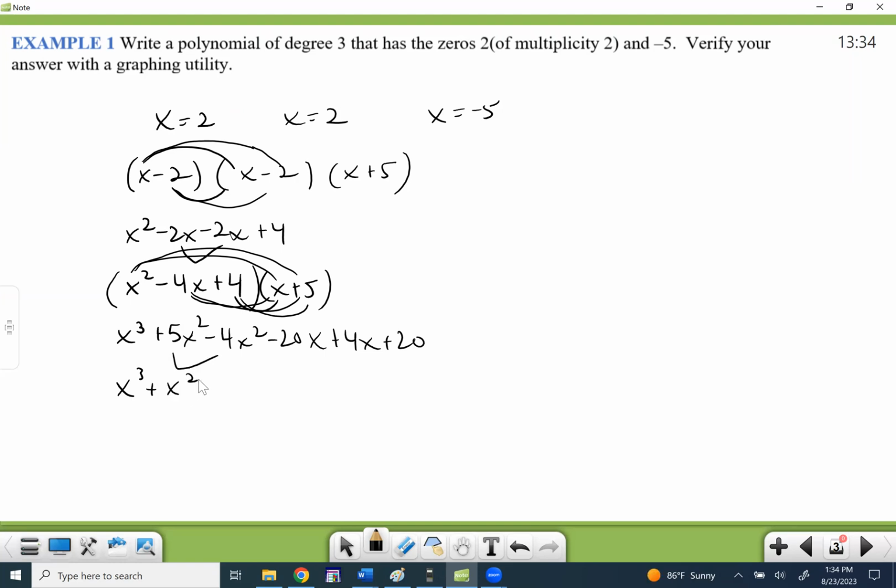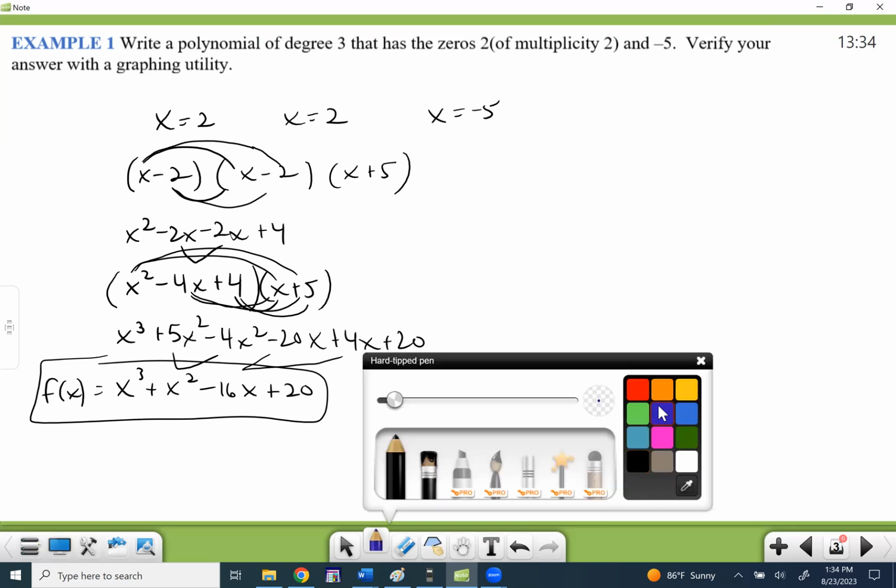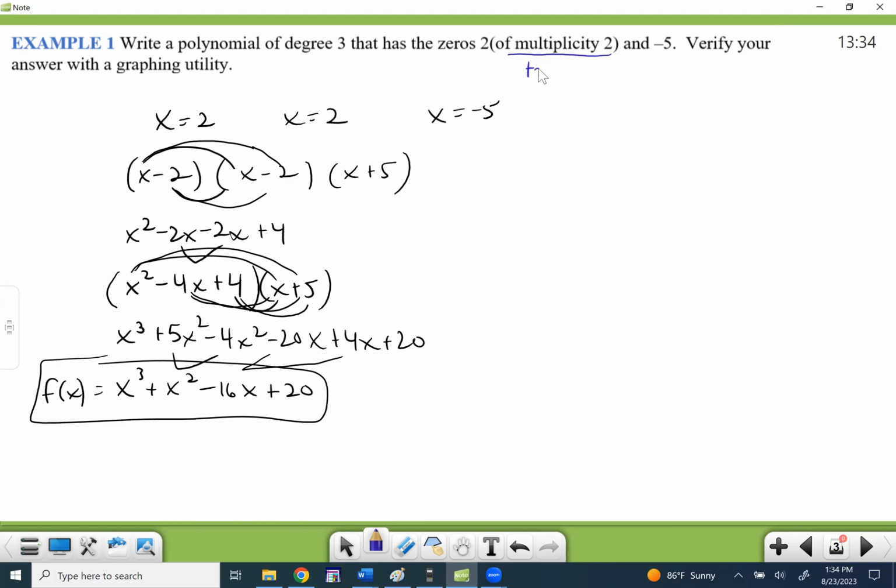So that's going to get us just an x squared. -20 plus 4 is -16. And we'll give it a name. We'll say f of x, our generic f of x. Okay. So this says verify this answer with the graphing utility. So what are we looking for in our answer? We see that this has multiplicity 2, which means that we should be tangent at x equals 2. And then we should cross at x equals -5. So let's go in and see if that's true when we go to graph this.